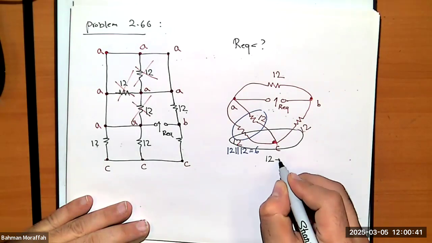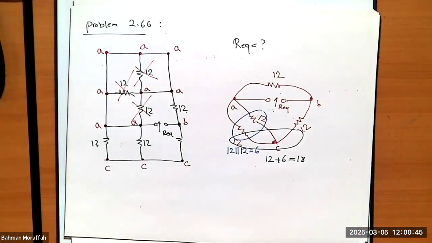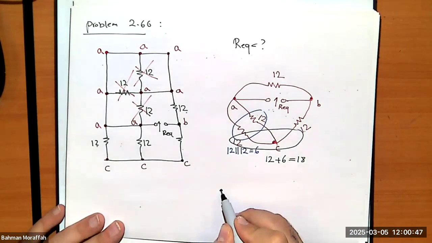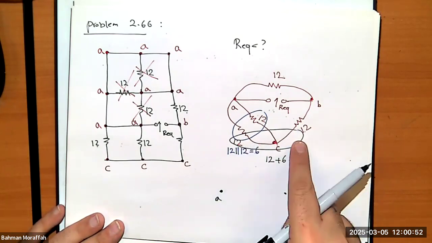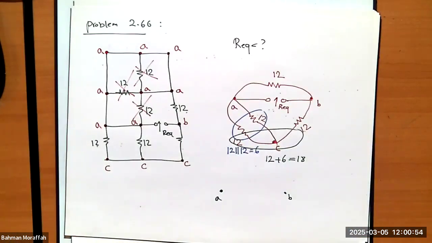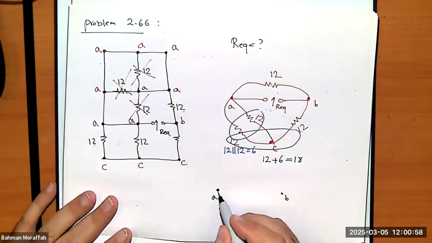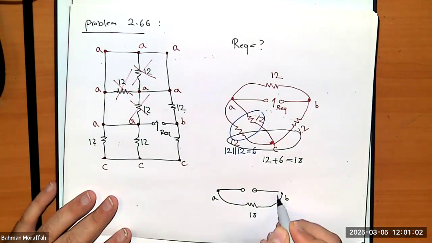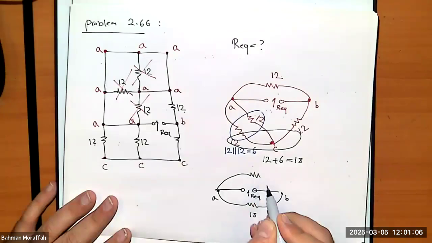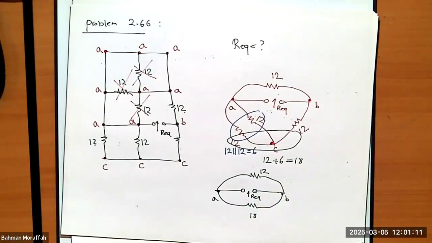Right? So let me redraw the circuit. I have A, I have B. Again, these two things were in series. If I combine them, they still go between the same nodes, so it still goes between A and B. So I have this 18. I have this terminal, then I need to find our equivalent, and I have this 12 up here. What is my equivalent?